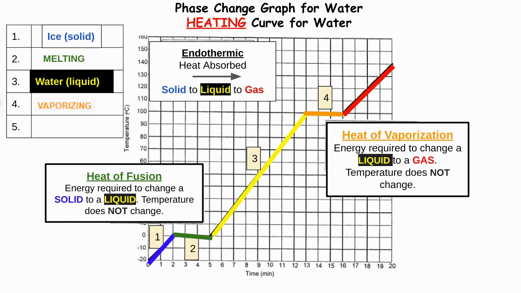Finally, at the 16-minute mark, as it's gone through the phase change, we now have number 5. We can color this red. And this is water vapor now. It's in its gaseous state. It is water vapor.